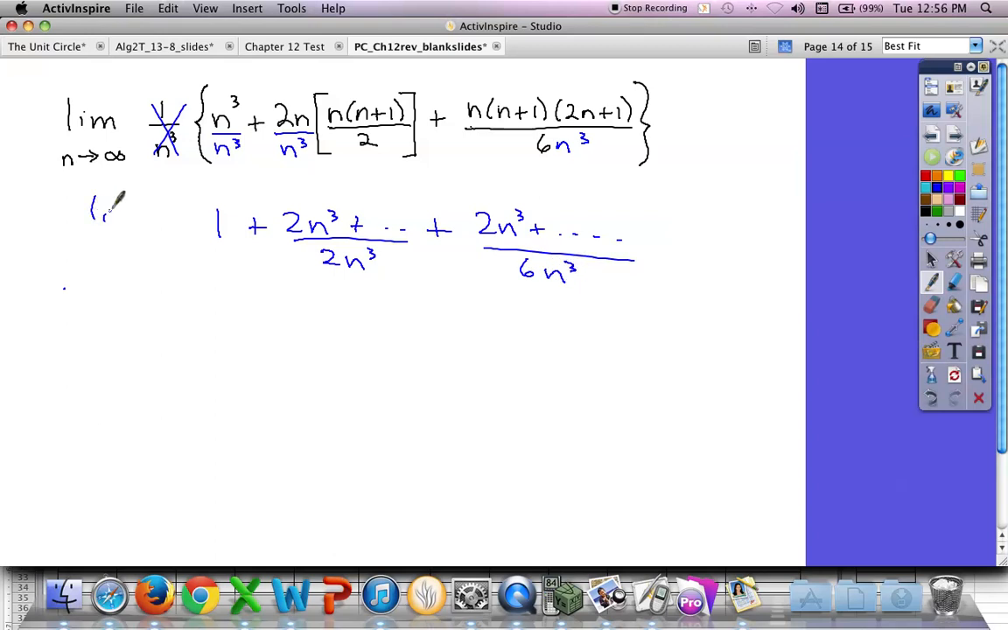So now when we take our limit, as n approaches infinity, what's the limit of the first term? The limit of a constant is the constant, 1, right? How about the second term? These have the same degree, so the limit is 1. And the last term, they have the same degree, so the limit is 2 over 6, which is 1/3.